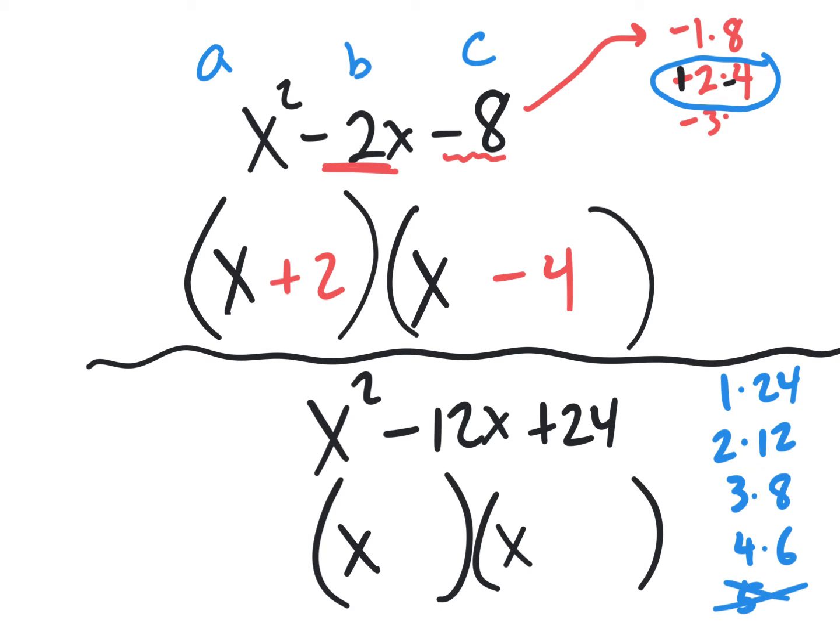Now, which pair of numbers, if I start adding them, will give me a negative 12? This gives me 25. This gives me 14. This gives me 11. This gives me 10. So what do I put right here? Which pair of numbers work? None of them. So this is a situation where it's not factorable.